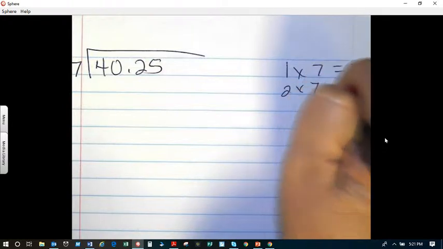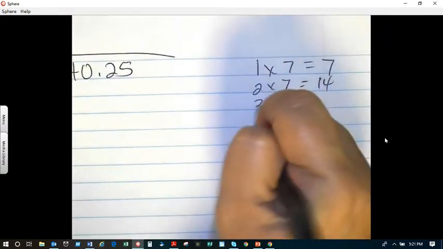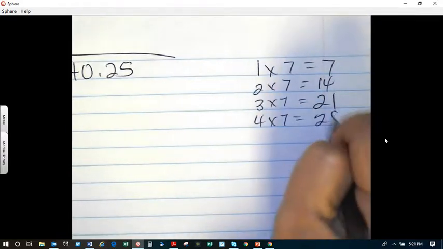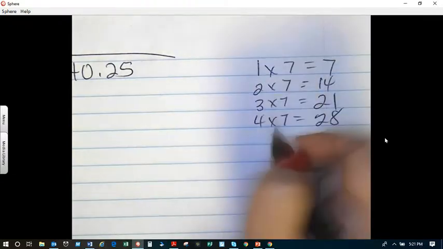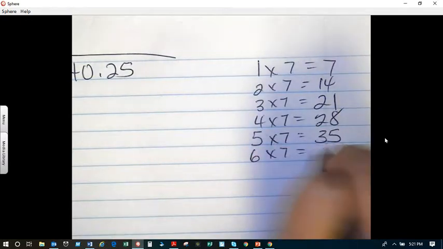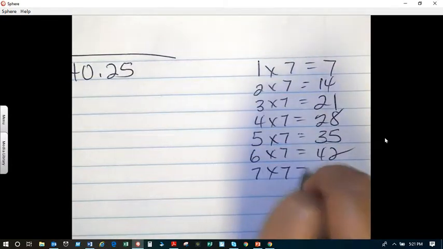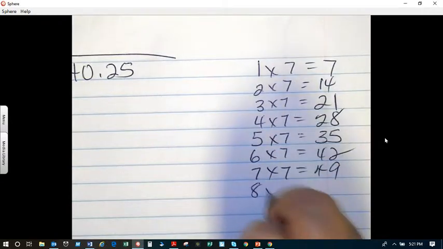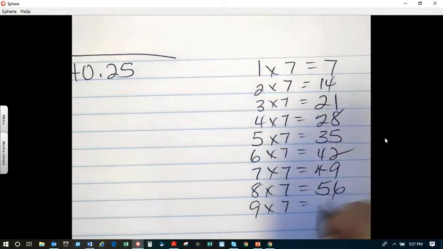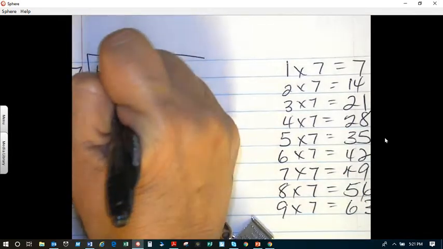All right, so let's practice on our 7s. 1 group of 7 equals 7. 2 groups of 7 equals, very good. 3 groups of 7 equals, good job. 4 groups of 7 equals 28, because you remember you're just skip counting by 7s. 5 groups of 7 equals 35. 6 groups of 7 equals 42. 7 groups of 7 equals 49. 8 groups of 7 equals 56. 9 groups of 7 equals 63. My decimal, drawing my arrow, putting it on the top.